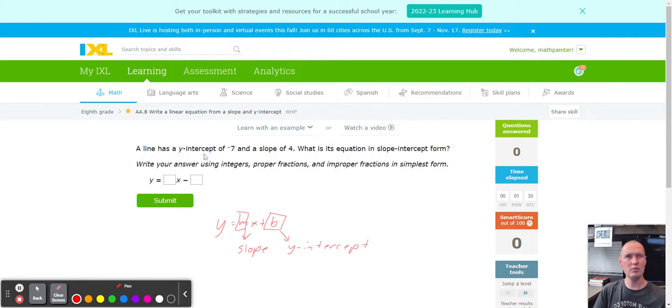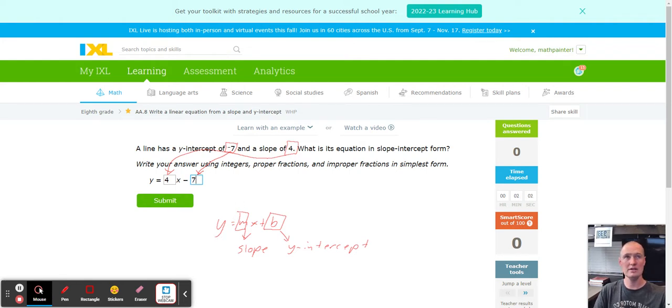A line has a y-intercept of -7 and a slope of 4. What is the equation in slope-intercept form? So what we're going to do is take those values and simply plug them in. So our slope is 4, and remember the slope is the value before x, and notice that we have a subtract right here, which already counts as the negative, so we just need the 7 there.